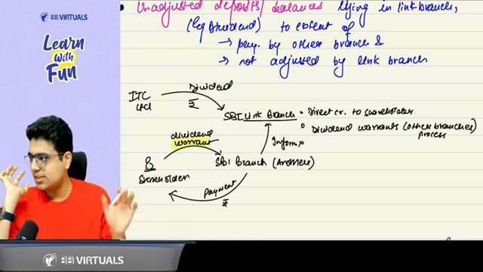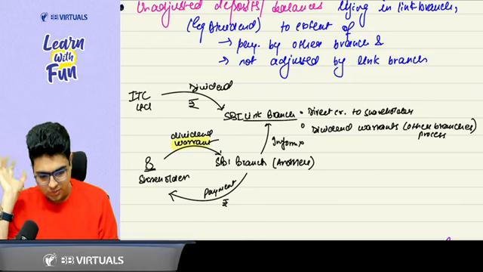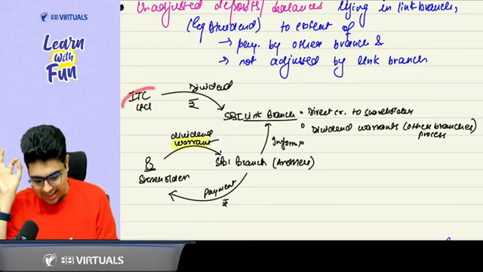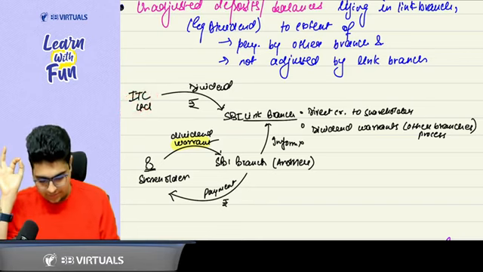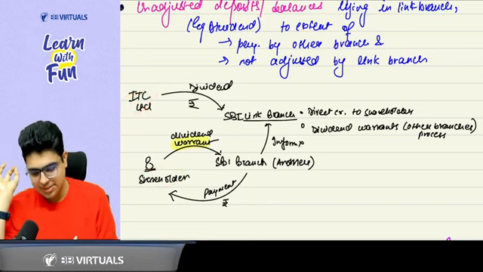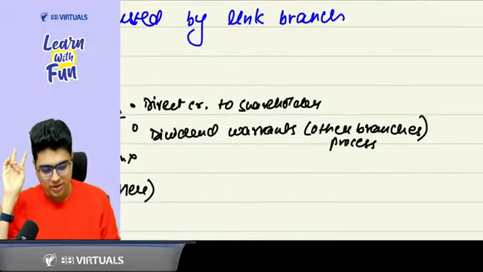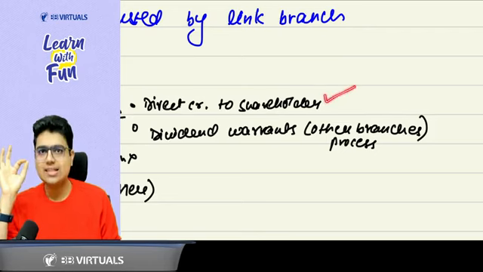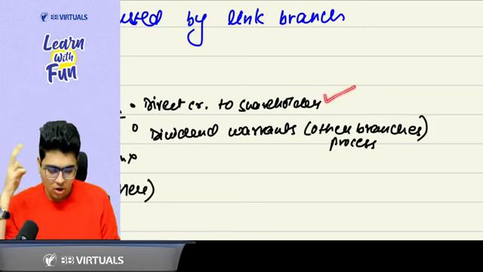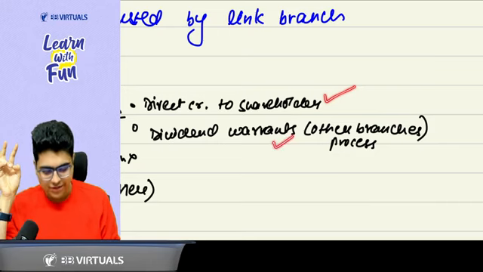First of all, understand this part, then you will understand the concept. Let's say ITC Limited wants to give the dividend to the shareholder. There are two ways of giving the dividend to the shareholder. Either give it directly as a credit to the shareholder's bank account, or ITC can also issue dividend warrants.